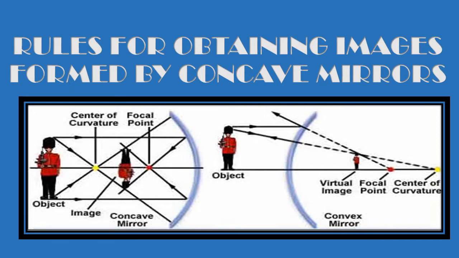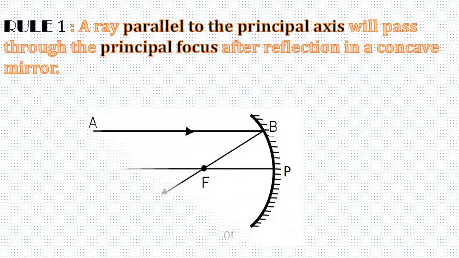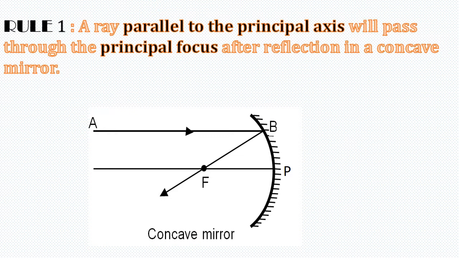The following rays of light are usually used to locate the images formed by concave mirrors, and we can call them rules for obtaining images in concave mirrors. There are mainly 4 rules and we will go through these rules one by one. Let's start. Rule 1. A ray parallel to the principal axis will pass through the principal focus after reflection in a concave mirror.